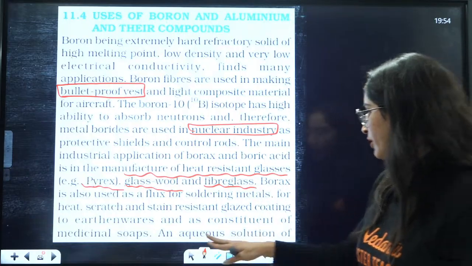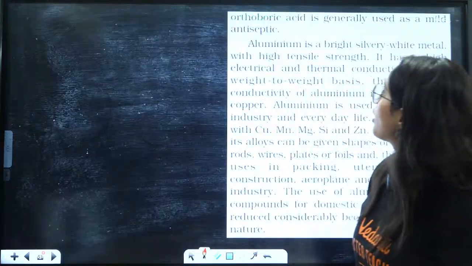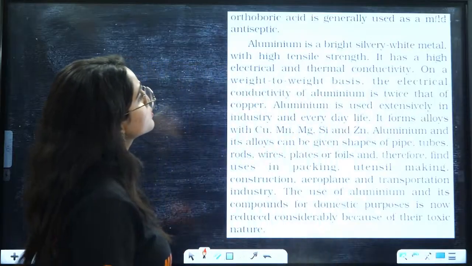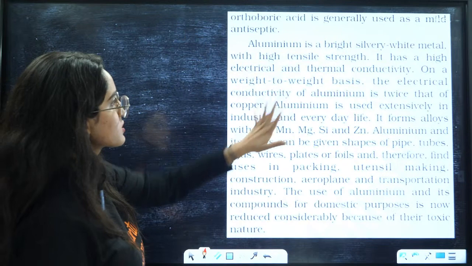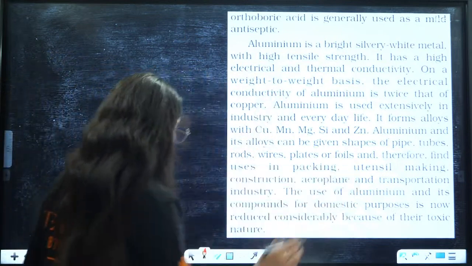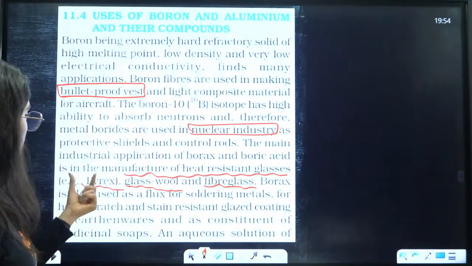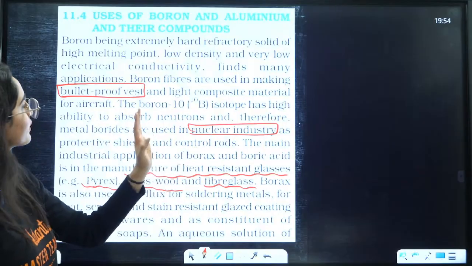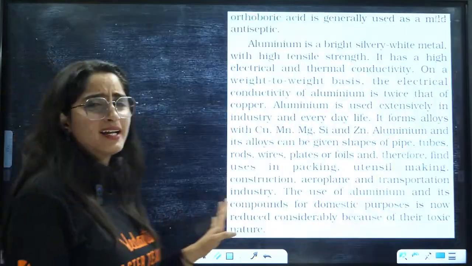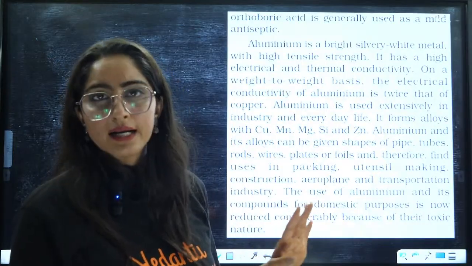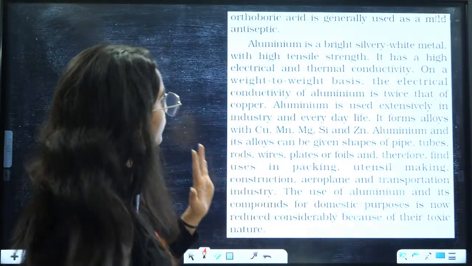This is all not important. An aqueous solution of orthoboric acid is usually used as a mild antiseptic. Aluminium uses later. For here you need to remember two things: one is Pyrex, the other is the nuclear industry, then bulletproof vests, right? And directly they will not ask you the uses. I'm telling you, directly they will not ask you, right?